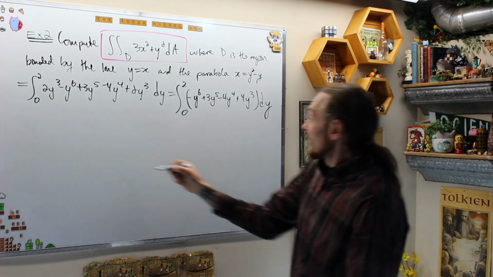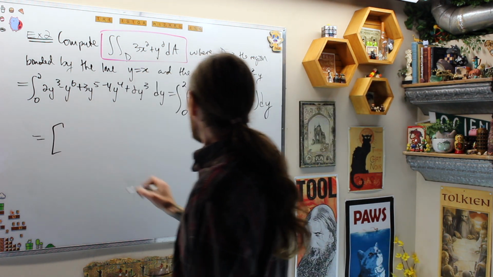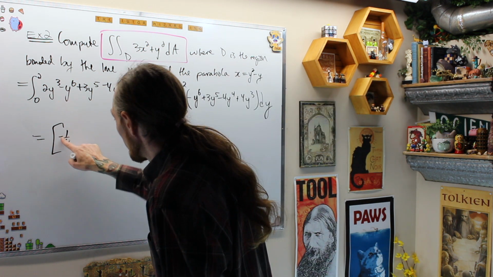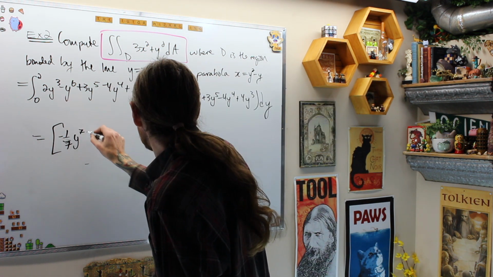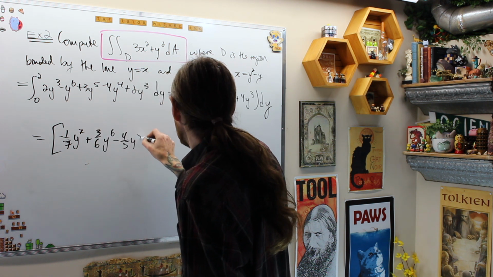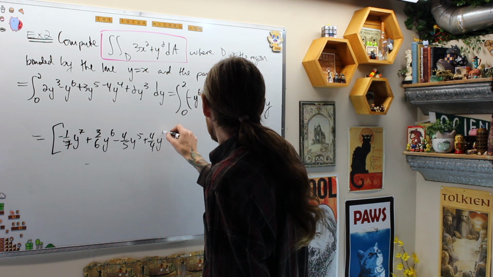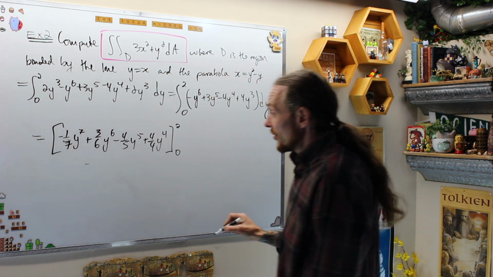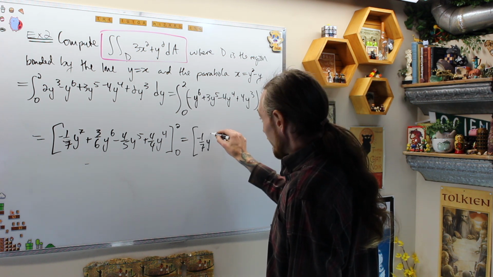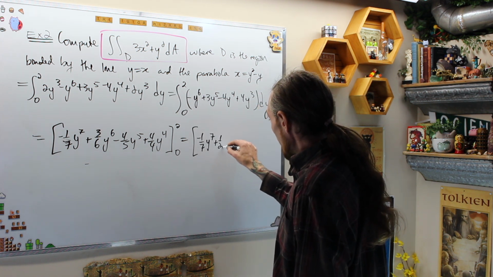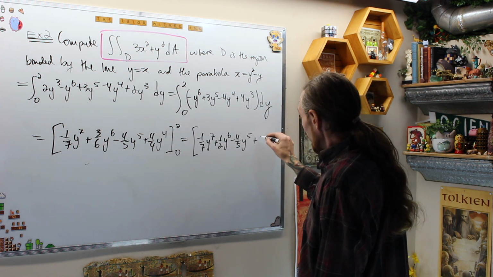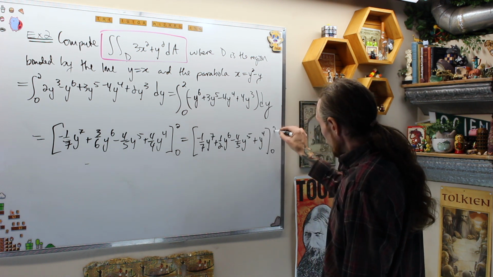Now I can take the antiderivative. That's going to give me, by the fundamental theorem of calculus part 2, negative 1 over 7 y to the 7 plus 3 over 6 y to the 6 minus 4 over 5 y to the 5 plus 4 over 4 y to the 4, evaluated from 0 to 2. Cleaning that up a little bit more, that is going to give me negative 1 over 7 y to the 7 plus 1 half y to the 6 minus 4 over 5 y to the 5 plus y to the 4, evaluated from 0 to 2.